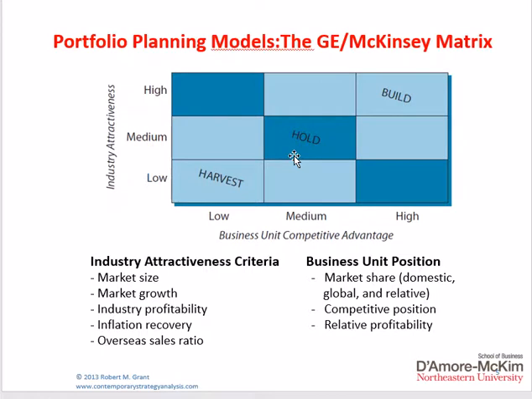And then any units falling in the harvest area on the bottom left, these are ones where you will likely try to divest or at least not invest any additional resources into, and take all the profits and put them into the build businesses. Again, the same goals apply here as in the BCG matrix in terms of balancing cash flow and profitability now and in the future.